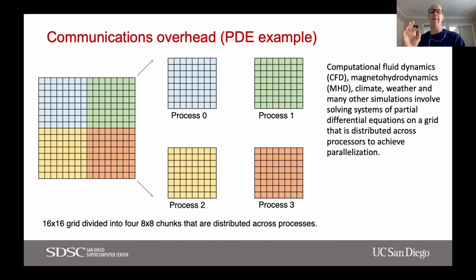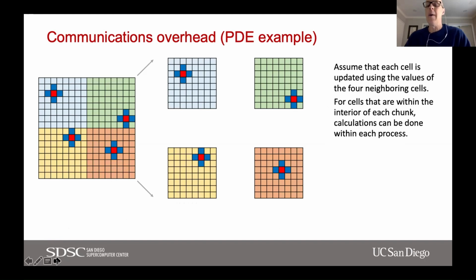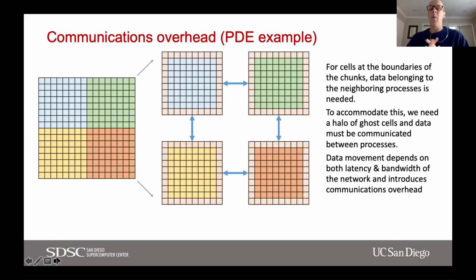We're solving a system of PDEs on a 16 by 16 grid. And if we wanted to run this on 4 processors, we're going to divide that into 4 evenly sized 8 by 8 chunks. We'll call this process 0, 1, 2, and 3. Now, if we assume that each cell is updated using the values of the 4 neighboring cells, then the cells that are within the interior of each chunk can be done completely within the process. But when we get to the cells at the boundary, they're going to need data belonging to a different process. And this is when we need to explicitly communicate that data.